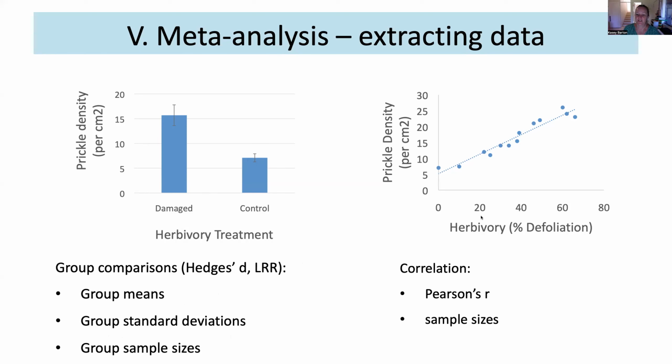For correlation, the r is the effect size, but you need the sample size. The weighting factor in a correlation is the sample size. So again, you need both of these in order to include this kind of study in a meta-analysis that's using a correlation effect size.